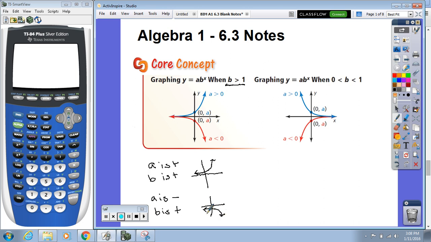Now over here, the blue graph shows when a is positive and when b is between 0 and 1, so less than 1 but greater than 0. When that happens, your graph looks something like this. And this shows when a is negative and b is between 0 and 1, and your graph is going to be approaching the x-axis from beneath like that.